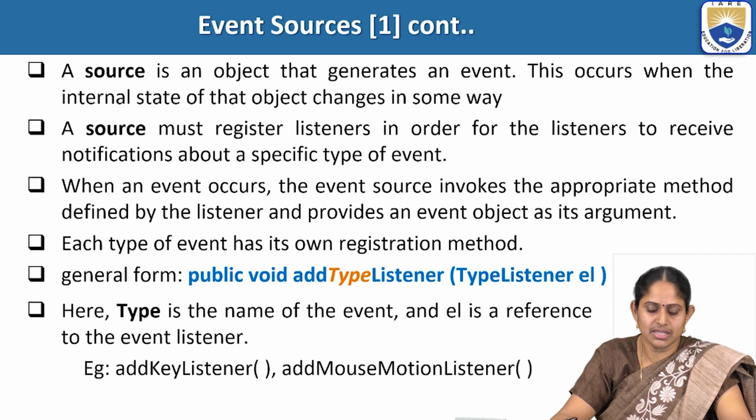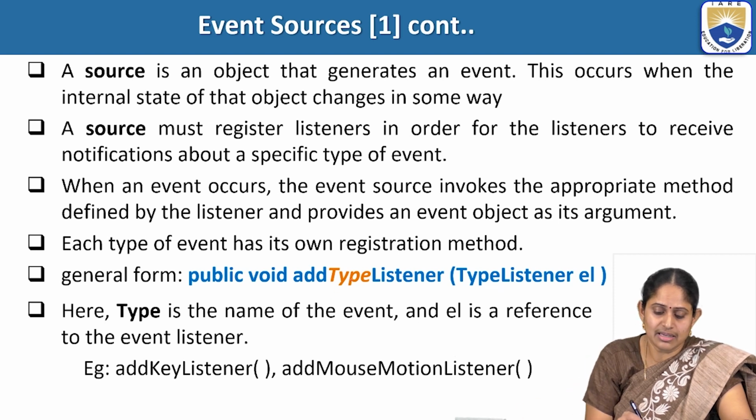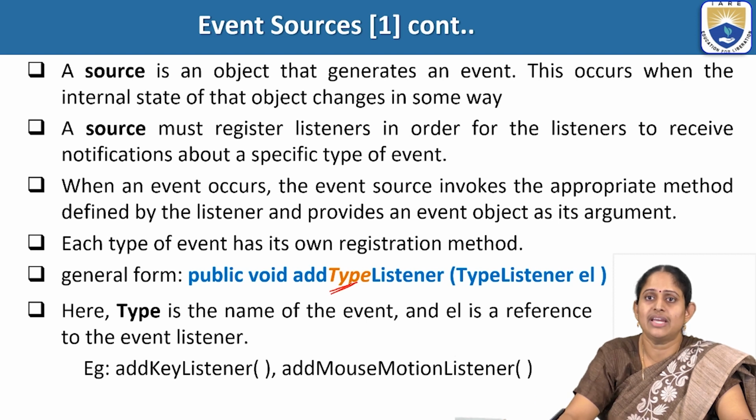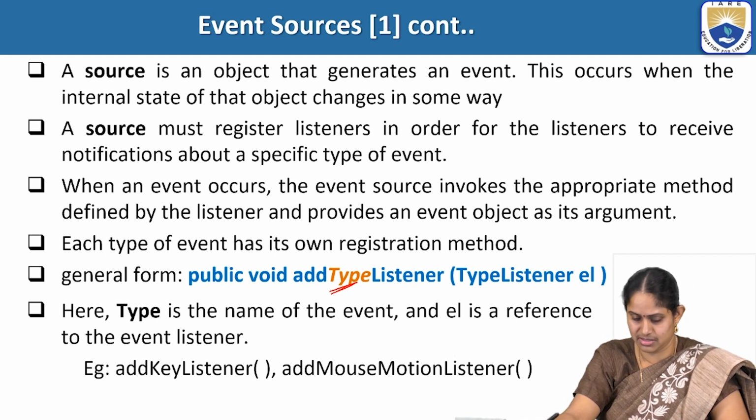Each type of event has its own registration method. The general form is public void add Type Listener, and the parameter passed to it will be of type Listener. So here this add method can be customized according to the various types. It can be a mouse listener or it can be a key listener. So based on the type, there are various other listener methods.